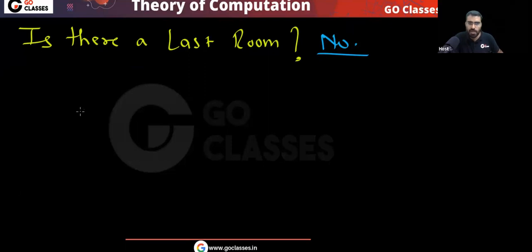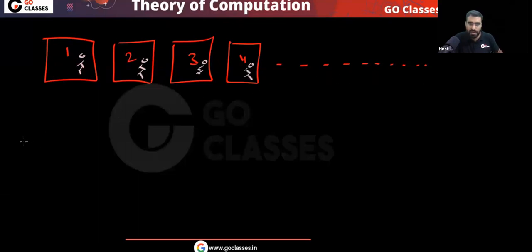Now what can you do? Already every room is filled. Let's assume these are the rooms: room number 1, room number 2, room number 3, room number 4, and so on. These are the infinite number of rooms. Now every room has someone. Every room is occupied. Now a new guest is coming to this hotel.